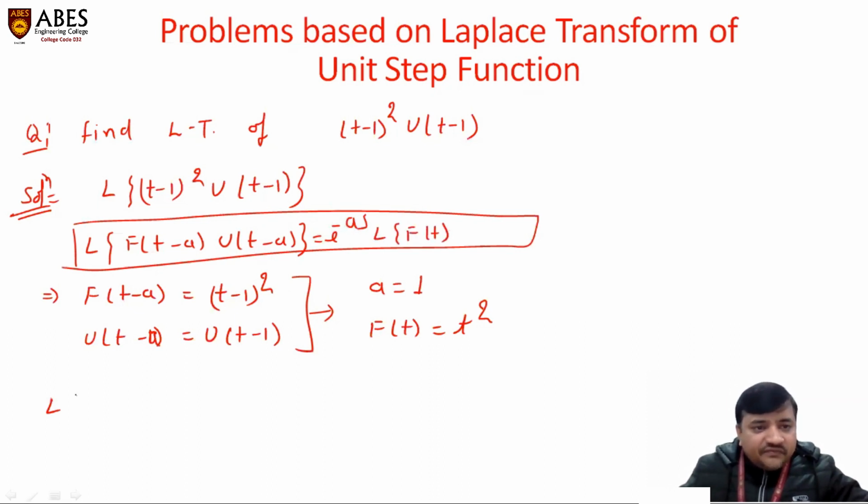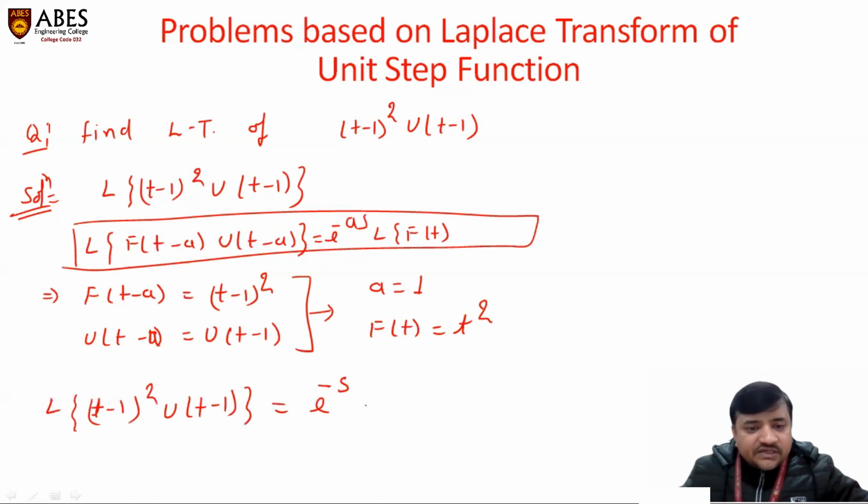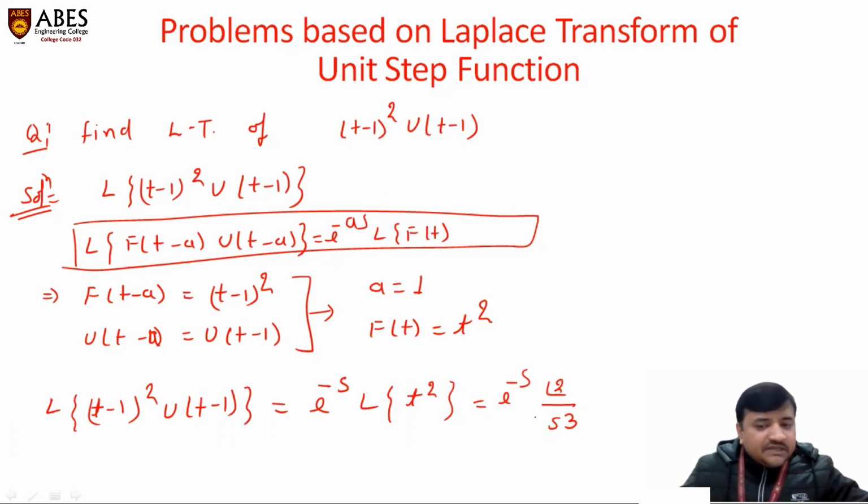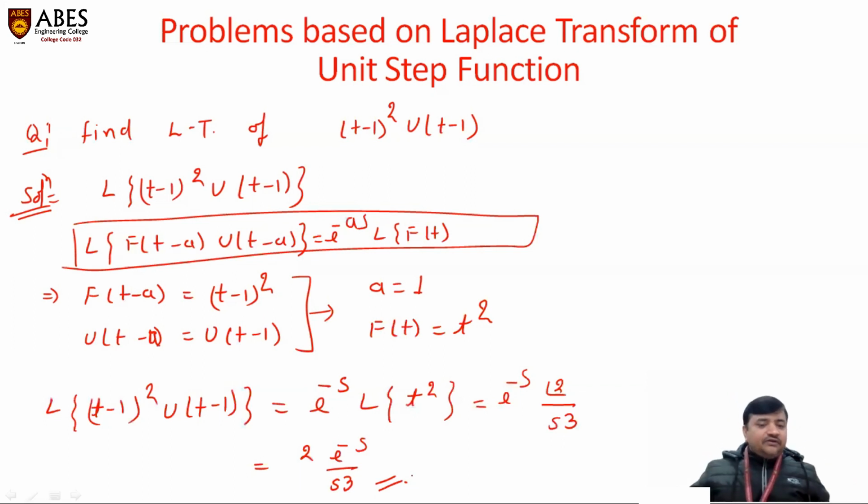In a similar way, we can write the Laplace transform of (t minus 1) whole square u(t minus 1) is equal to e to the power minus as, the value of a is 1, so it is e to the power minus s times the Laplace transform of f(t). f(t) is t square. So the value is e to the power minus s times factorial 2 upon s cube, the Laplace transform of t square. So the answer is 2 e to the power minus s upon s cube. This is the answer of your question.